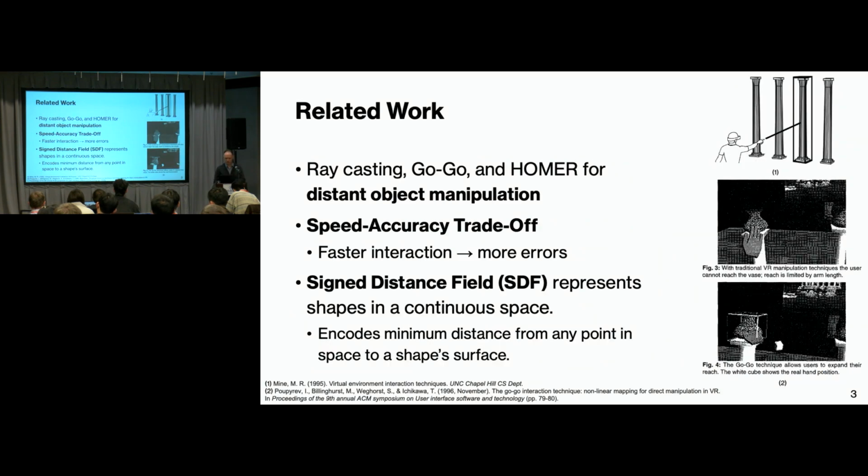Previous work well known in this area is, of course, raycasting and the Gogo and Homer techniques, which all target the manipulation of distant objects. Raycasting is like a laser pointer that you point at a distant object: now I'm selecting this speaker, and now I click on it and move it somewhere else. Now, inherent to all manipulation tasks is that as you do things faster, you make more errors.